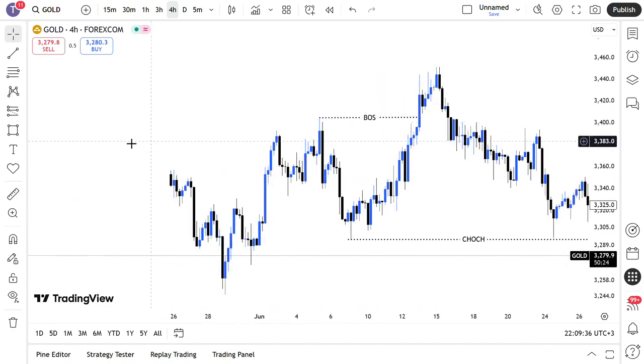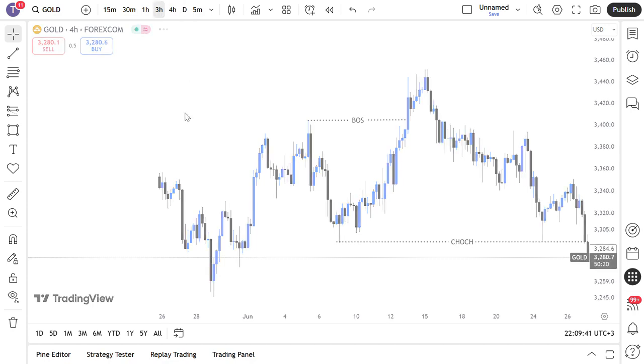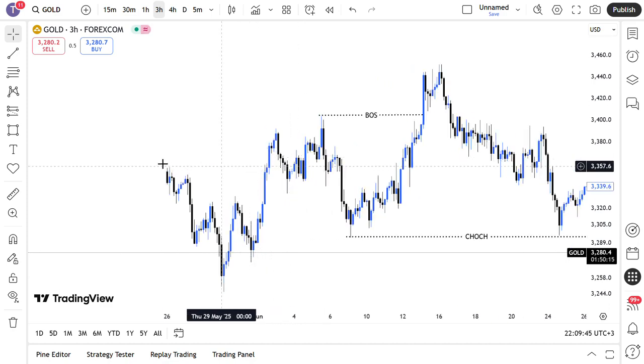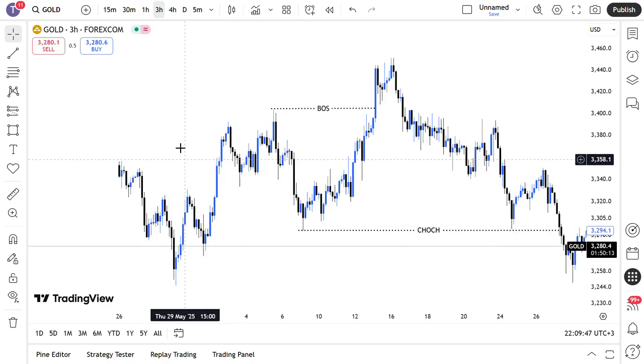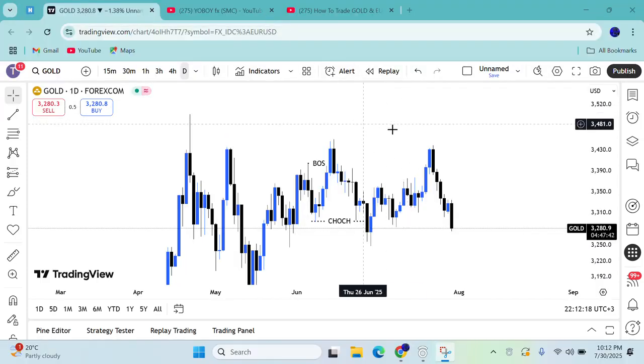Sorry, I don't know what is happening on this side because I don't know what is wrong with my chart. Okay, I don't know what is wrong with my chart, but when we come to the daily time frame, we have our sweep of liquidity on the other side. I think it is network. So let's leave it alone.